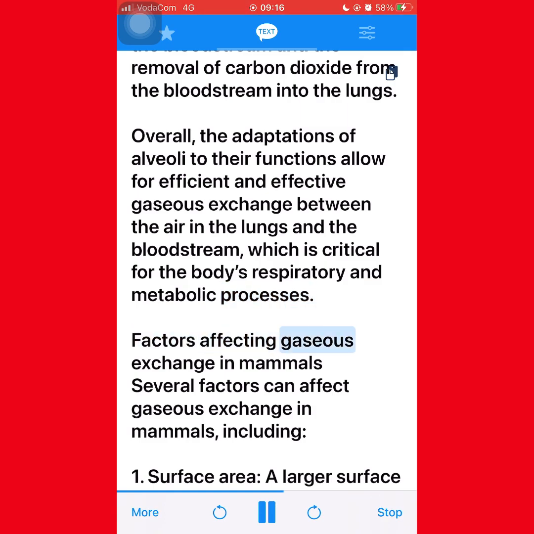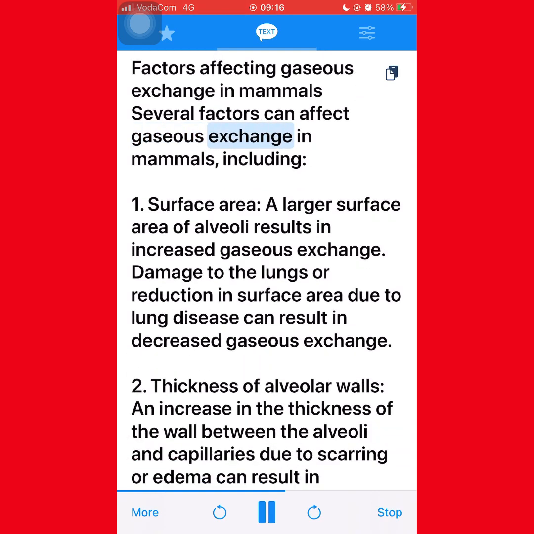Factors affecting gaseous exchange in mammals. Several factors can affect gaseous exchange in mammals, including 1. Surface area. A larger surface area of alveoli results in increased gaseous exchange. Damage to the lungs or reduction in surface area due to lung disease can result in decreased gaseous exchange.